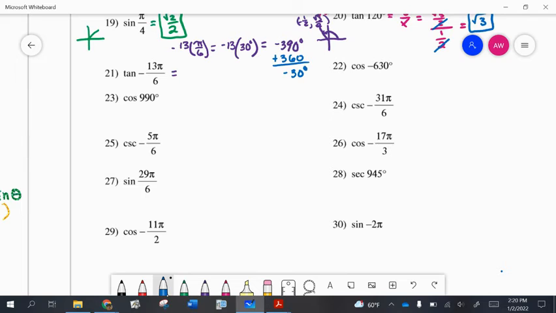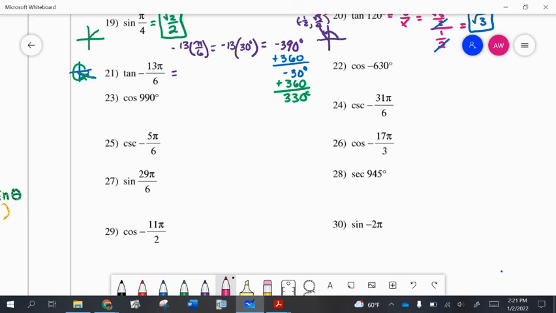So we could either think about going negative 30 and where that would put us on the unit circle, or we can add 360 to that again. So negative 30 plus 360 again gets us 330. And so sure enough, that's where we're at. We're at 330 on the unit circle. 330 is coterminal with negative 30, which is coterminal with negative 13 pi over 6. Coterminal angles have the same trig values. That's why we like them.